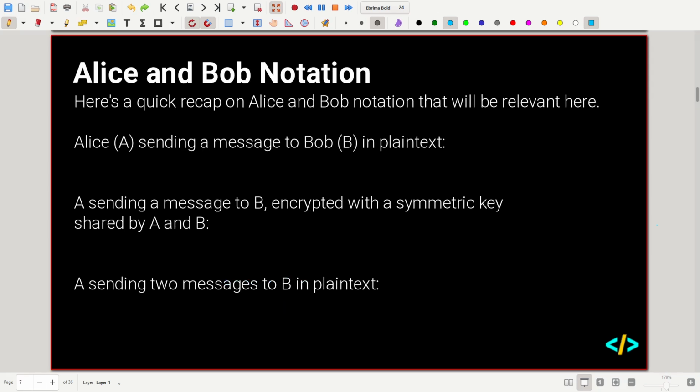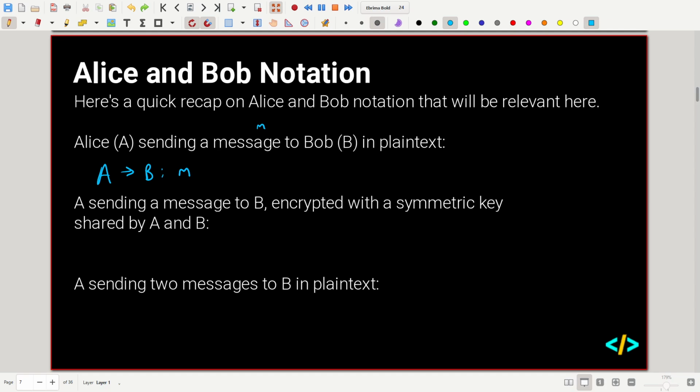We have covered this in a previous session. I just want to recap some stuff that will be relevant to today's session, though. So with Alice and Bob notation, Alice sending a message to Bob in plain text. Can anyone just write in chat what this would look like in Alice and Bob notation? Okay, cool. Yeah. So Alice is A, and A is sending something to B, and they're just sending a message M. So this could obviously be hello, or it could be any string. Cool. Good job, Hamza.